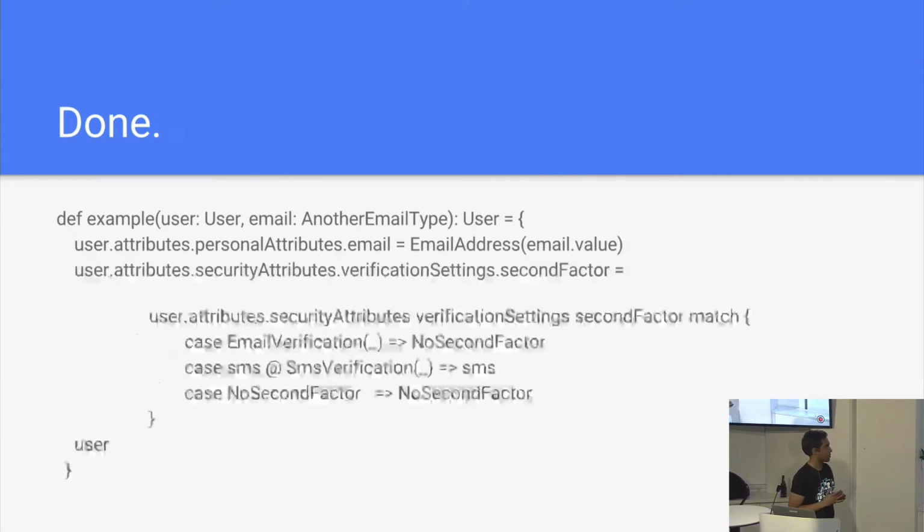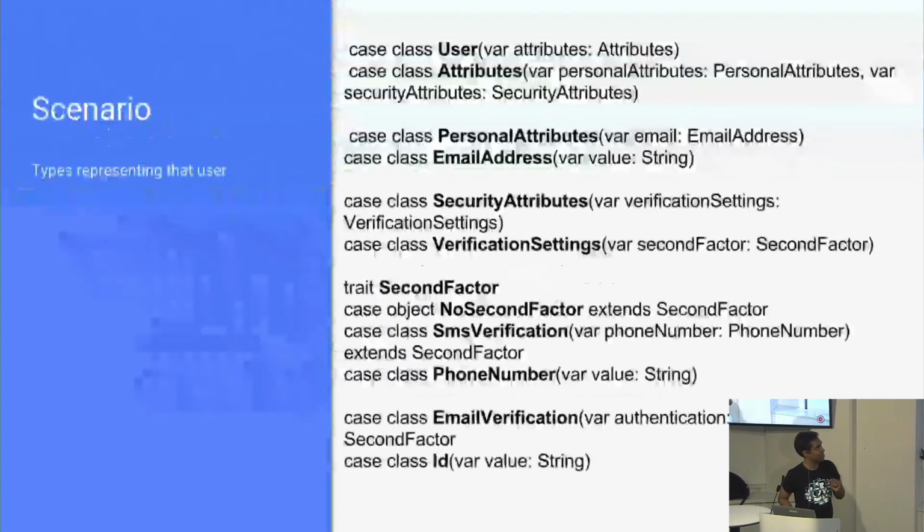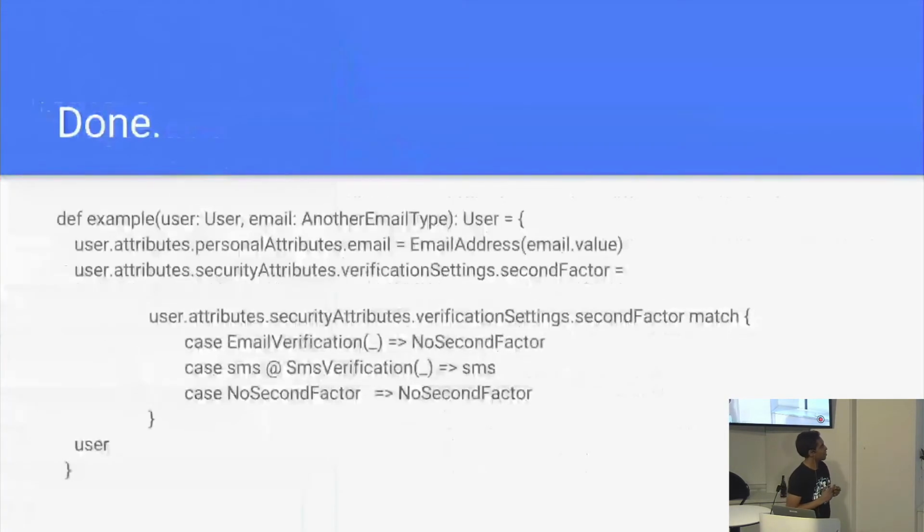So how would we do this? Well, okay. We had vars in our case classes, so we can just mutate everything. So we take our user, we set the attributes.personalAttributes.email to the new email address. We check what the value is on the user.attributes.securityAttributes.verificationSettings.second. We see if it's email verification, and then we set it to no second factor. Otherwise, we keep things the same. Then we return that user.